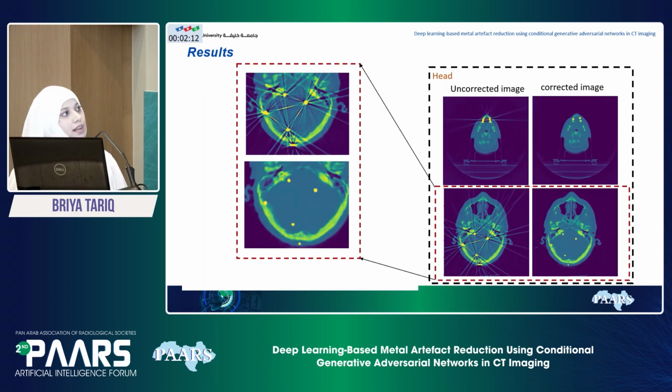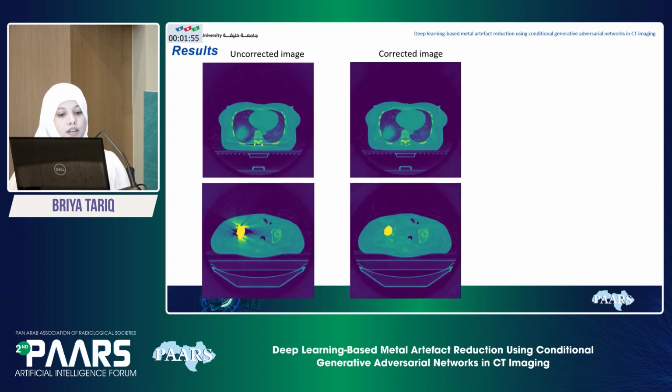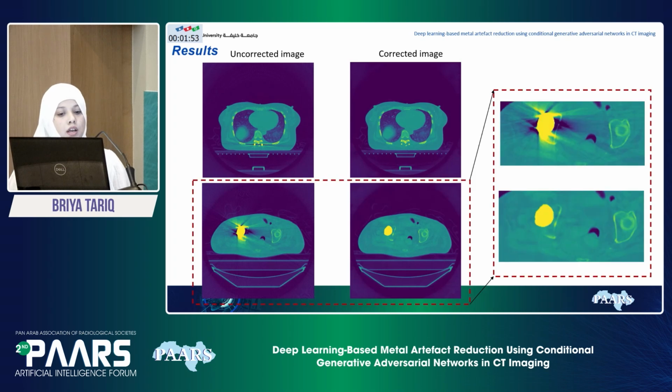Similarly, if we look at an image from the head, in the input image we have metals and many artifacts, but in the output image, we can clearly see the structures. So we can conclude that our model is performing very well on these types of streak artifacts. For more demonstration, there is another image, and in the output image, there is no distortion, and the model retains the bone and the structure properties.